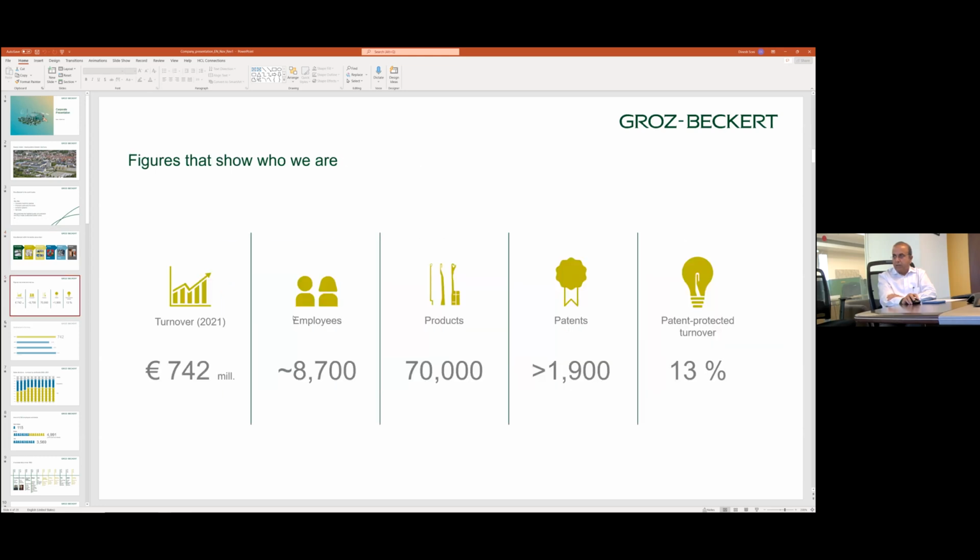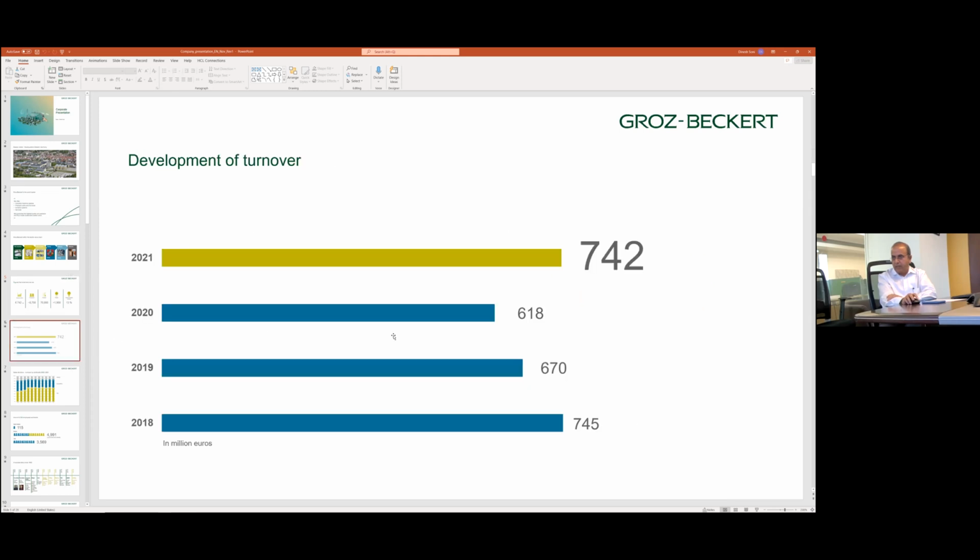This is the slide which shows our turnover last year. We did 742 million euros. We have nearly 8,700 employees across the world, and we have more than 70,000 products in our basket. And we have more than 1,900 products which are patented, and our patented turnover is nearly 13%. So you can say that we put quite an emphasis on our research and development.